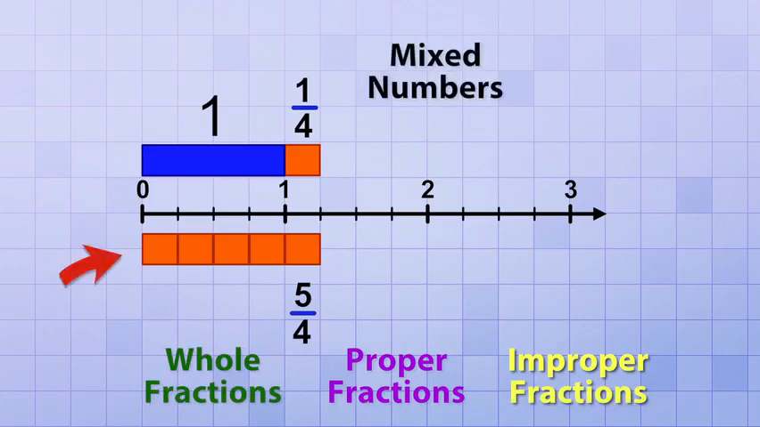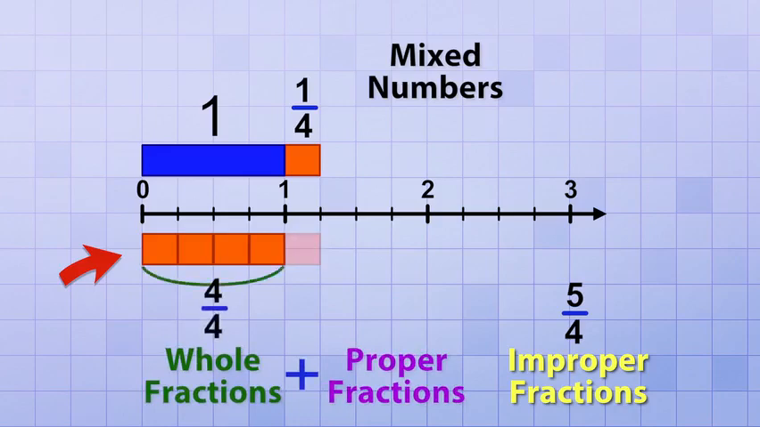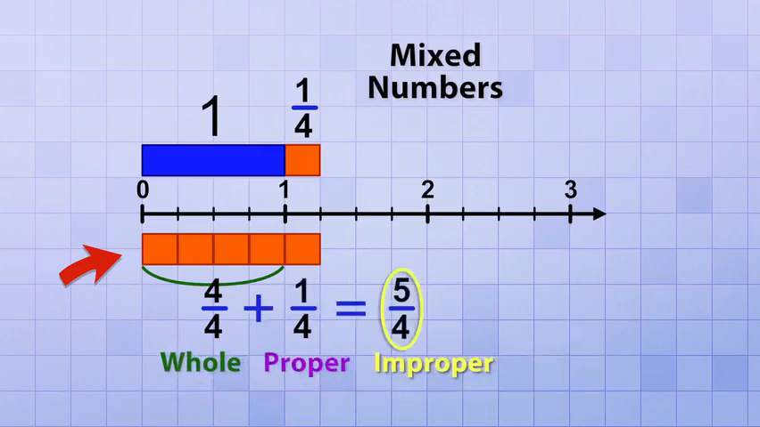First, on this side of the number line, we have 5/4, which we know is an improper fraction. But notice how we got it. We added a proper fraction to a whole fraction. When we just had 4/4, we had a whole fraction. But when we added one more fourth, it became the improper fraction 5 over 4. So one way to think of an improper fraction is that it's a combination of one or more whole fractions and a proper fraction. That's helpful because we know that all whole fractions can be simplified to the whole number 1.